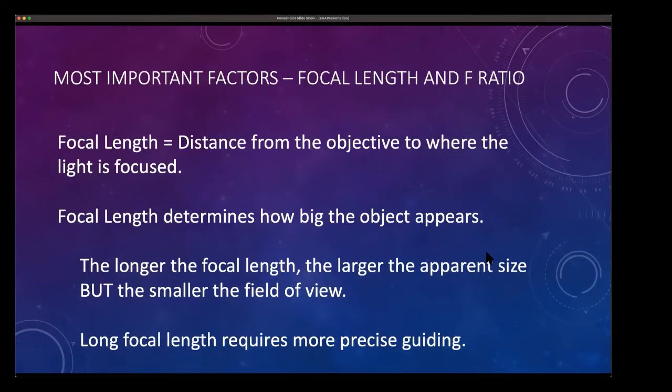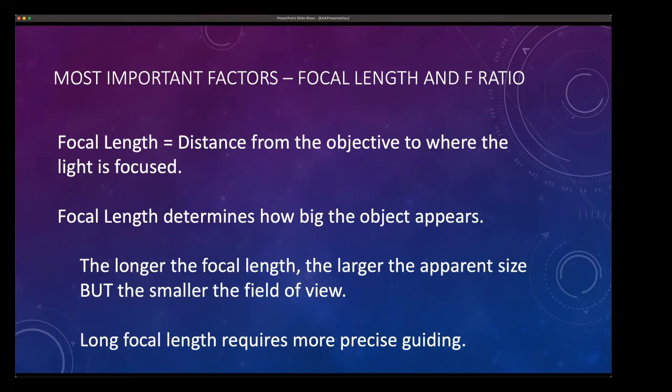When we're talking about telescopes, these are the two most important factors: focal length and F ratio. And this is as technical as I'm going to get, so don't get scared away. But focal length, simply stated, is the distance from the objective to where the light focuses. So for a refractor, it's the distance from the lens in the front to the end of the telescope.